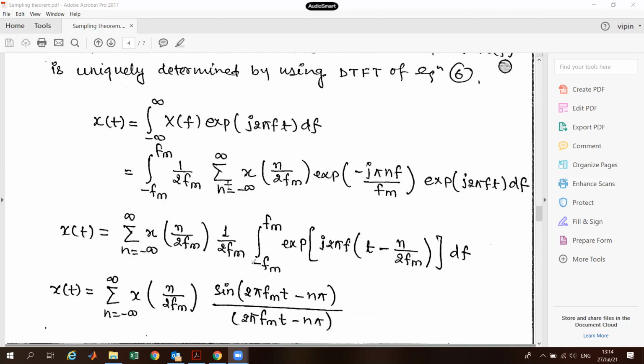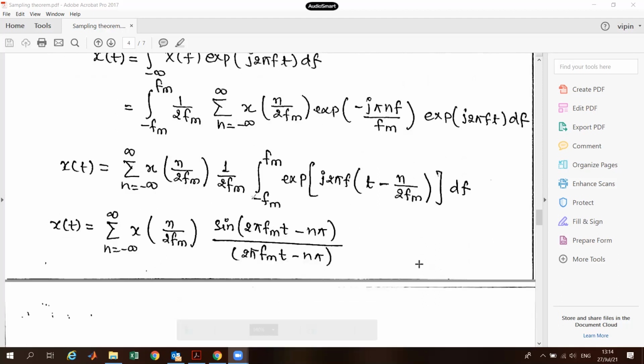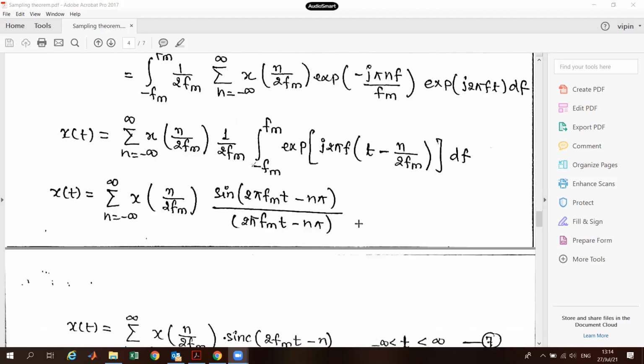and if you change the order of summation and integration, this part will come inside and this part will come outside. So the summation will be here, so it will be x(n/2fm) because n is in here, and then it is 1 divided by 2fm, integral from minus fm to fm of exponential. In these two, you can take whatever is common, so it's j 2 pi f (t minus n divided by 2fm) will be there. Now integrate it and put the limits minus fm to fm, and you will get this.